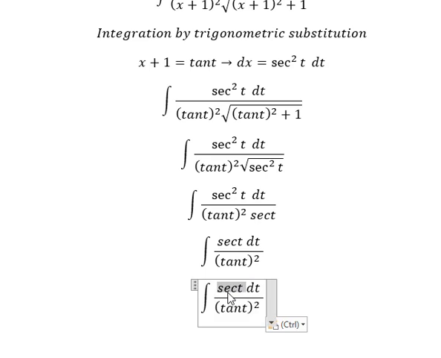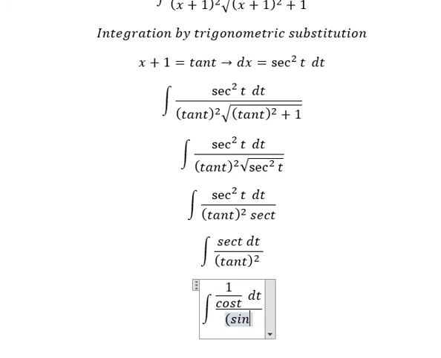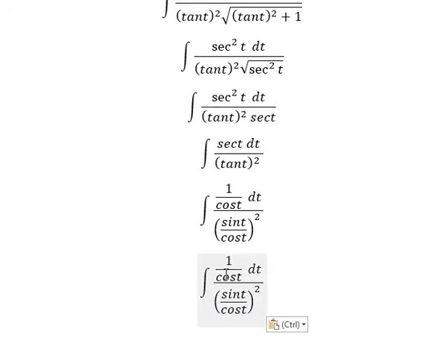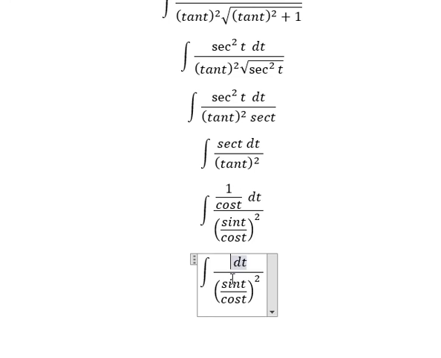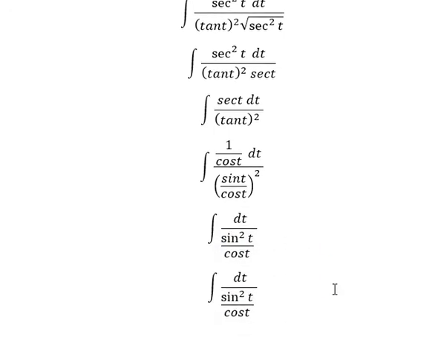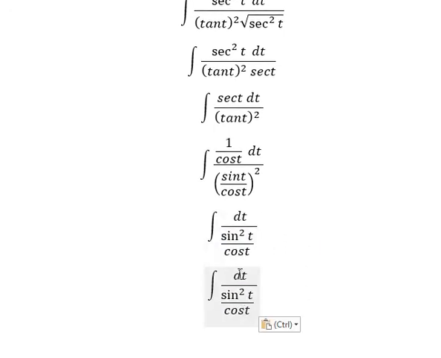Secant of t we change for 1 over cosine t. Tan t square we change for sine t over cosine t, and we have the power 2. So we simplify cosine t and cosine t, and cosine t will go to numerator.